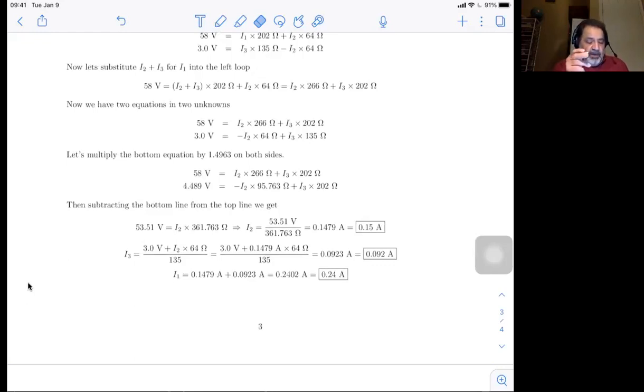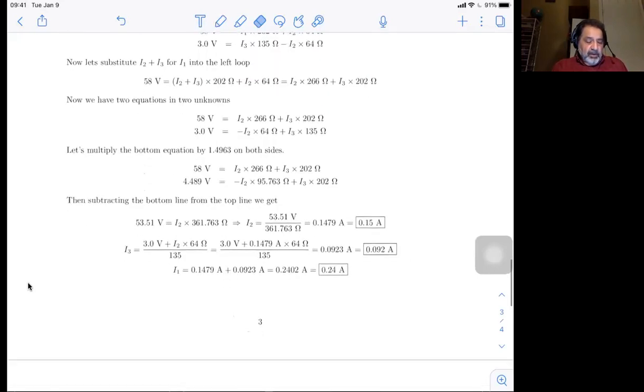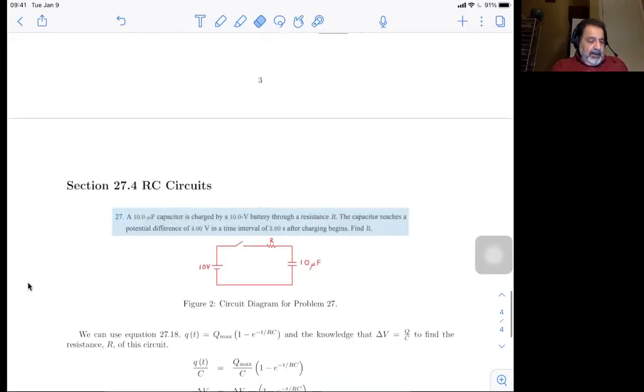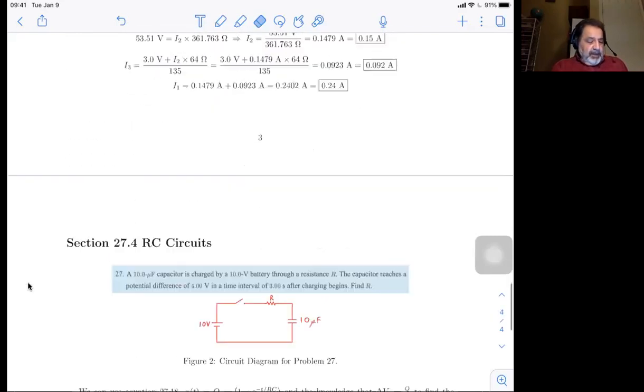And finally, we have the I1 is the sum of I2 and I3, and we get 0.24 amps or 240 milliamps. Okay, and that's the end of the Kirchhoff rules. They're tedious, they're doable, but they can be tedious. And finally, we're going to get to RC circuits.